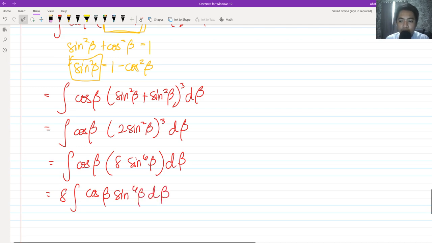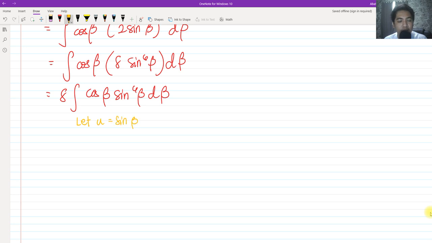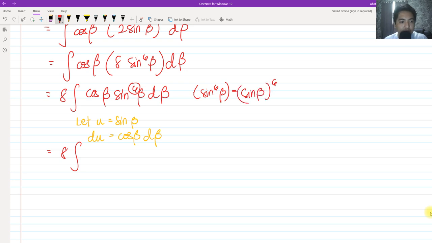So it's easier now to integrate. You can use u substitution. Let u be sine beta. Then du would be what? Cosine beta d beta. So we have 8 times the integral of u, where u is sine raised to 6. Remember that sine raised to 6 beta is also equal to sine beta raised to 6. So we have u raised to 6, that is our sine raised to 6 beta. Then cosine beta d beta is simply our du.